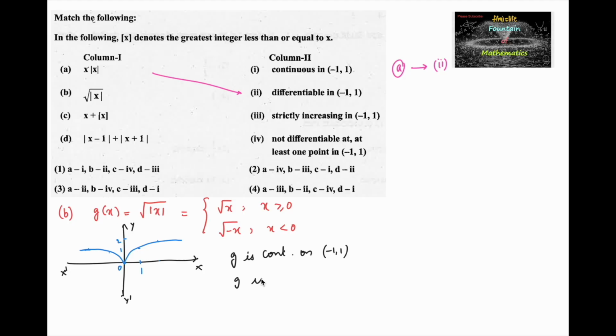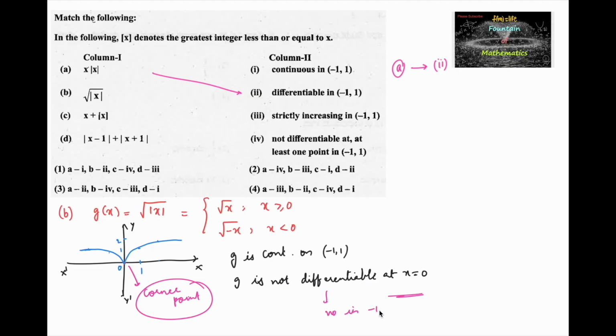But this function g is not differentiable at x is equal to 0, because at x is equal to 0 there is a corner point where the differentiability is not defined. So we can say this second function is not differentiable in -1, 1, not differentiable at x is equal to 0, at least 1 point, so we can go with option 4.